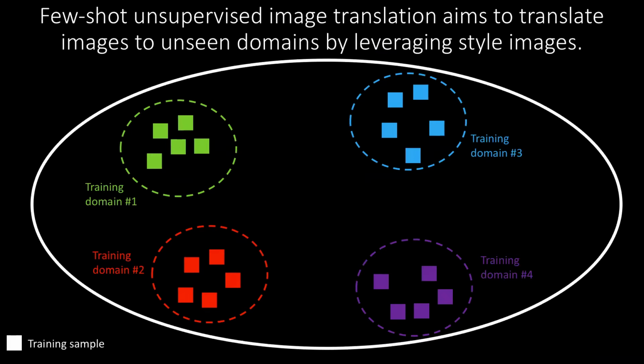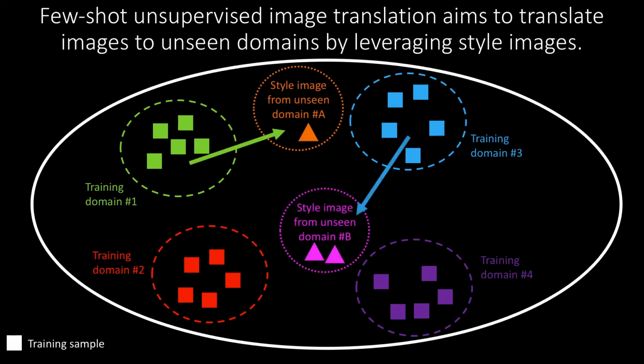The goal of few-shot image translation is generalization to unseen domains. The previous two examples are translation among domains that are given during training time. In few-shot image translation, we are given images from multiple training domains during training time, and in the test time, we are given a few images from unseen domain.